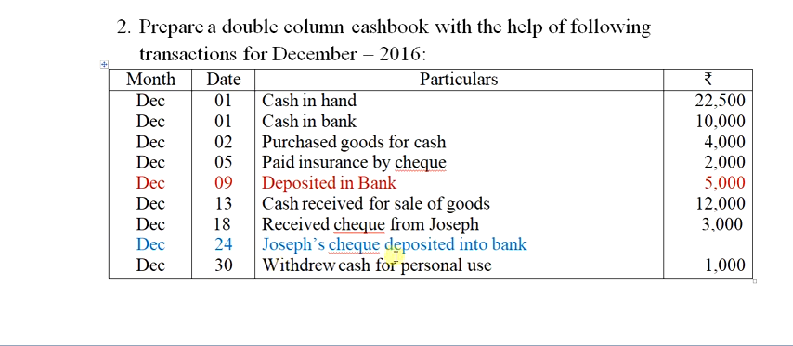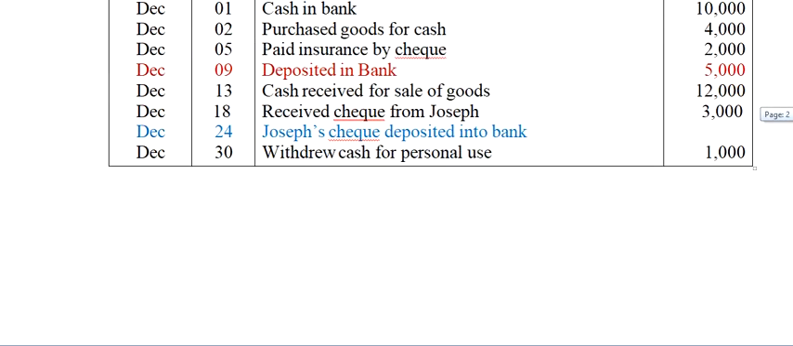On December 30th, withdraw cash for personal use. How much is there? 1,000. So withdraw cash for personal use. In the last problem, office use. Here personal use means drawing. So it should be taken under which side? Under the credit side, my dear students.